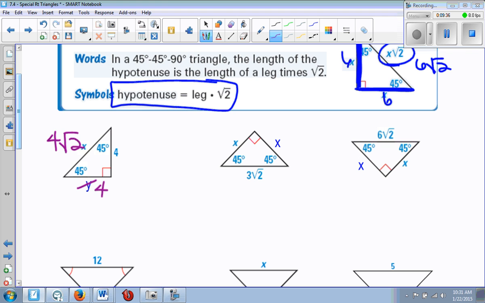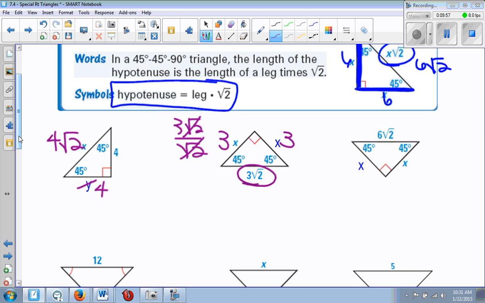Going backwards, it's the same concept. If I know the hypotenuse, we can figure out the legs by not multiplying by root 2, but instead by dividing by root 2. So if I divide by root 2, those cancel out, and we find out that each leg is a value of 3.